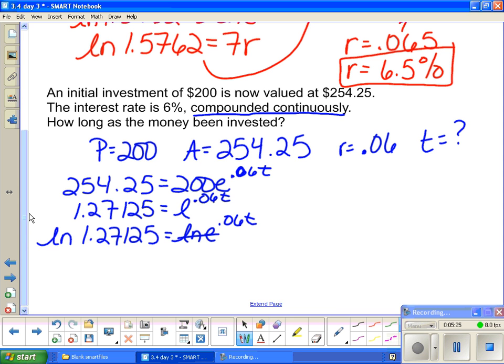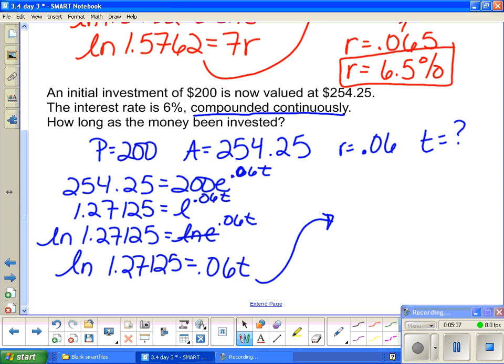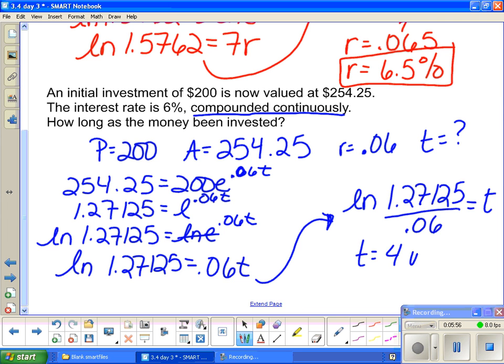So I get the natural log then of 1.27125 equal 0.06t. Go over here now, finish it up. Divide both sides by 0.06. Natural log 1.27125 divided by 0.06 gives me my t. My t is approximately 4 years.